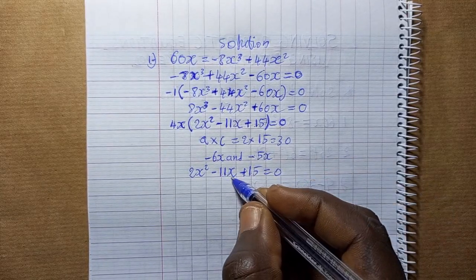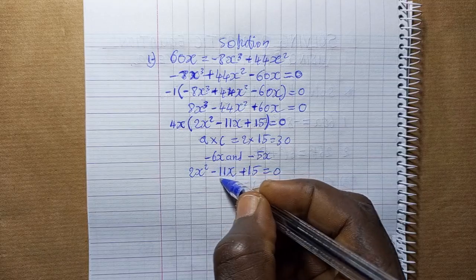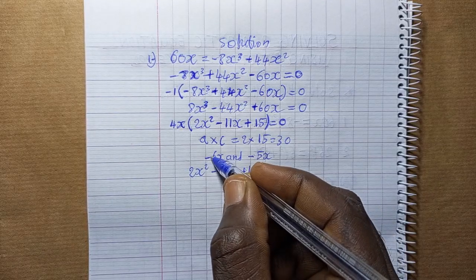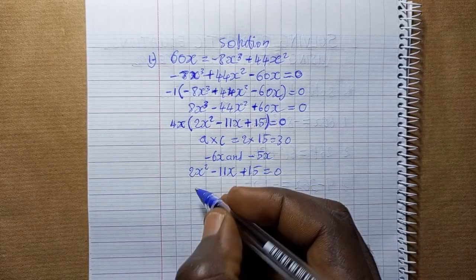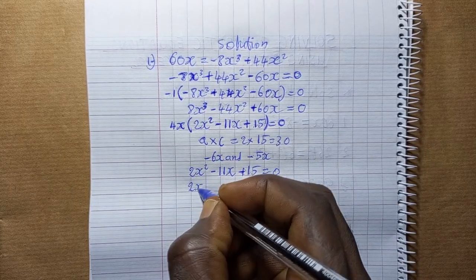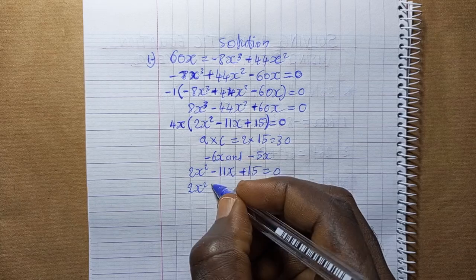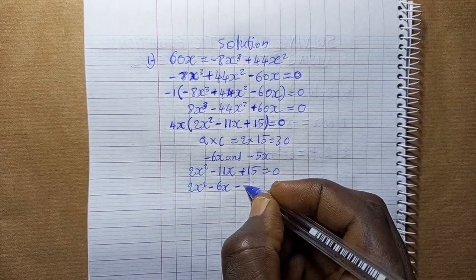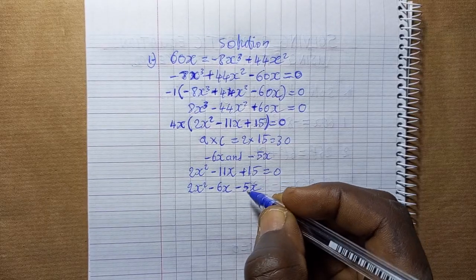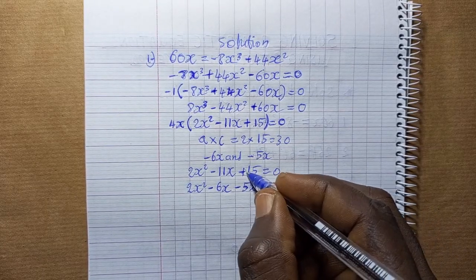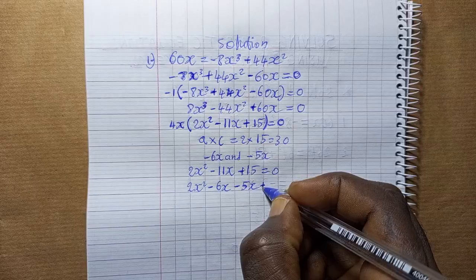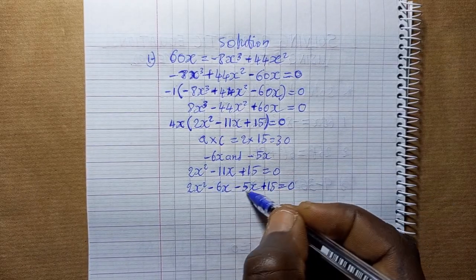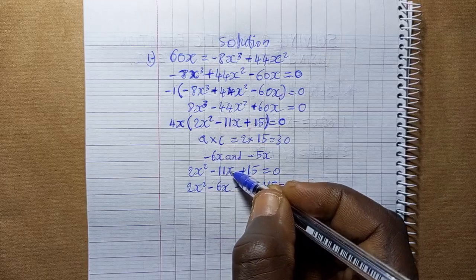So the next step here is that we're going to remove this minus 11x and replace it with these two values. So we have 2x square, then minus 6x minus 5x plus 15 equals 0. Remember these two now, they are representing minus 11x.